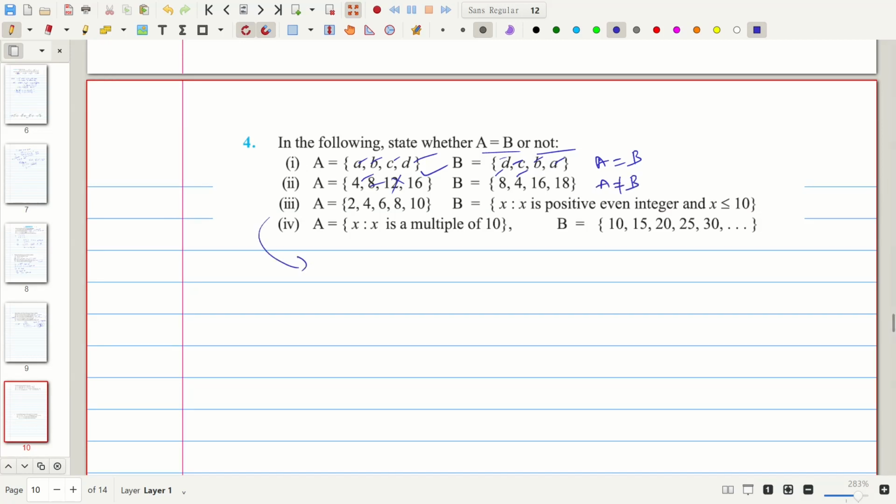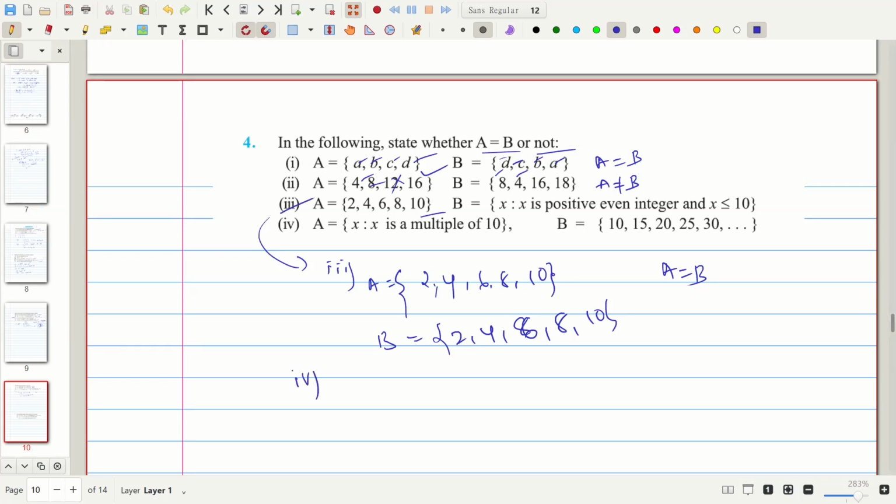The third one: A is 2, 4, 6, 8, 10, and B is positive even integers which are less than or equal to 10. So 2, 4, 6, 8, and 10 we can write. So A and B are equal here.